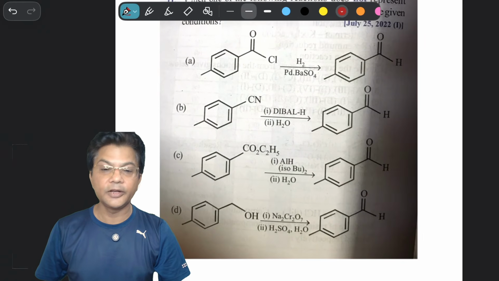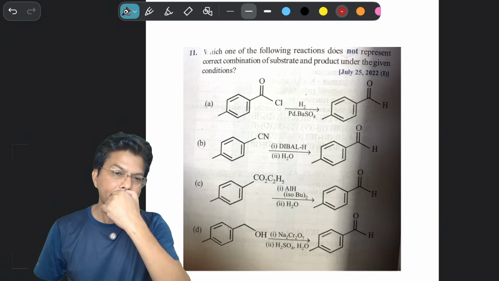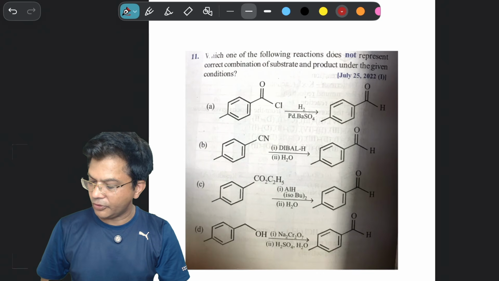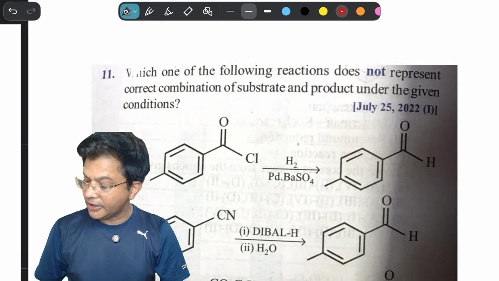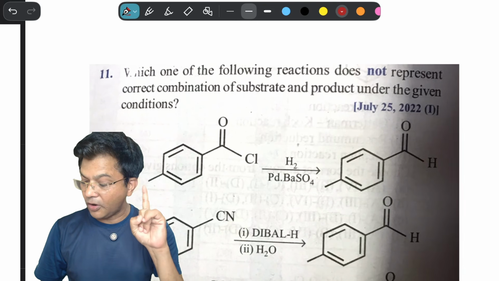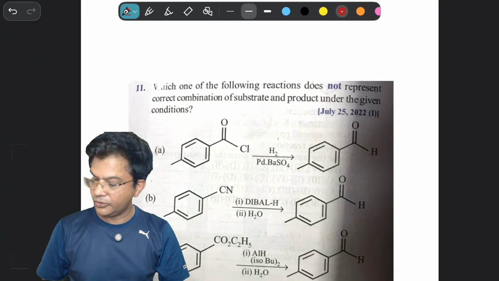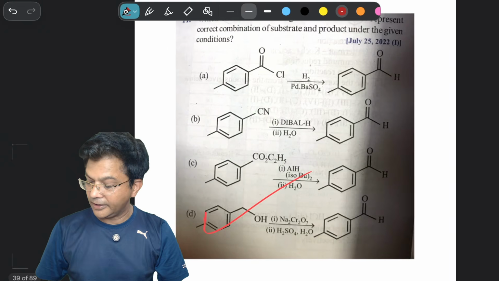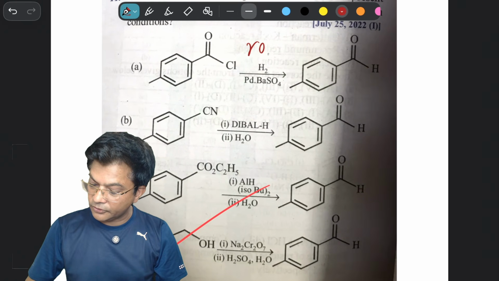Wow, such a great question. Just see to it. I hope everyone must have seen this question. Now they are asking, which one of the following reactions does not represent the correct combination of substrate and product under the given conditions? So just check it out. Your answer, everyone. The answer is D. Let's see why. First one is the Rosenmund reaction. So the product is absolutely correct.